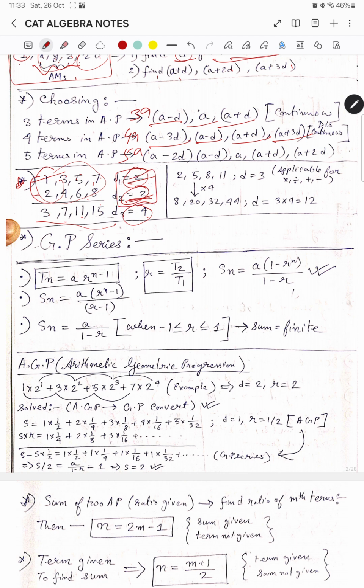This was the thing he's talking about. And when you multiply, your common difference also will be multiplied by that number. d star equals n times d.